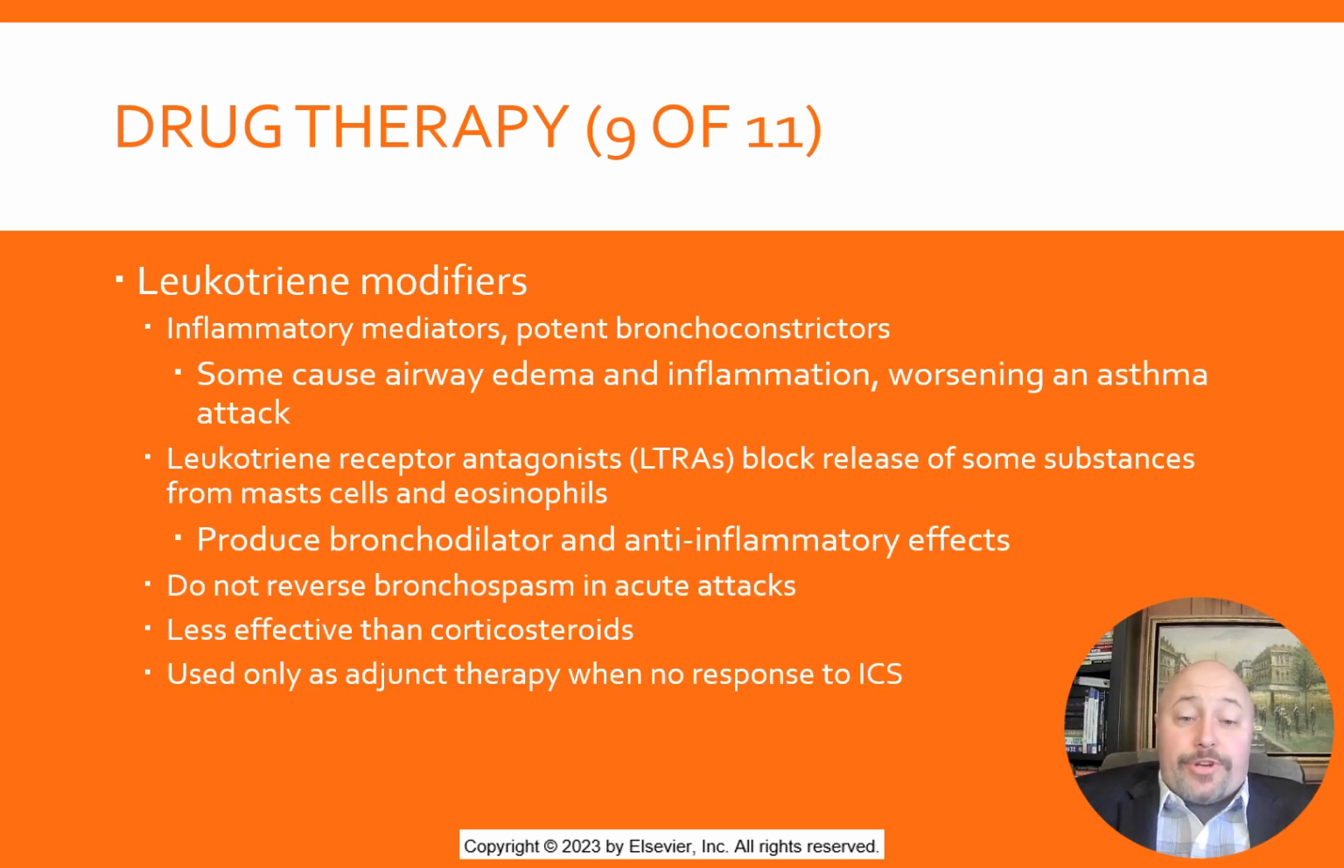Next would be leukotriene modifiers. These are inflammatory mediators and are potent bronchoconstrictors. Some cause airway edema or inflammation and a worsening of an asthma attack. Leukotriene receptor antagonists block the release of some substances from mast cells and eosinophils, and produce bronchodilator and anti-inflammatory effects. They do not reverse bronchospasm in acute attacks, and unfortunately they are less effective than corticosteroids, used only as an adjunct therapy when there has been no response to other treatment.